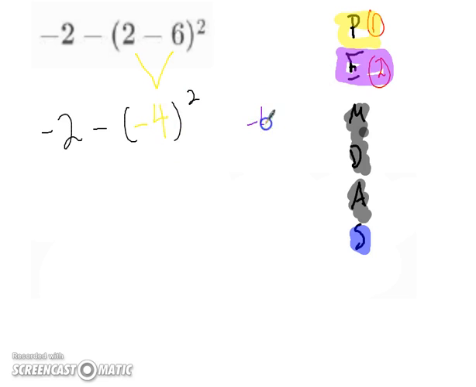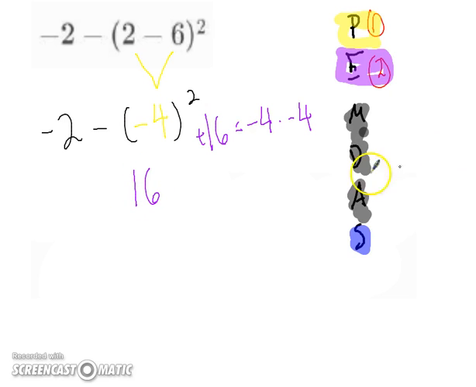It's negative 4 squared, which is negative 4 times negative 4, which is 16. Positive 16, because 2 negatives make a positive. I'm doing this step right here. No, it's not 18, it's 16. Okay, so 4 and 4 makes 16.